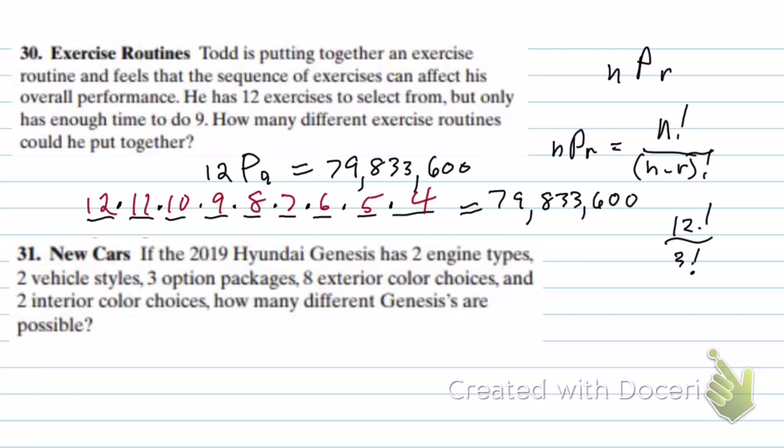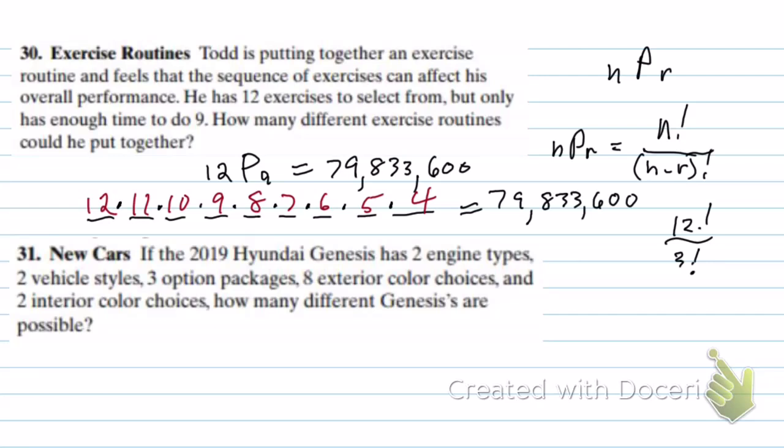If you put in your calculator 12 factorial, it's going to be a huge number, divided by 3 factorial, which is just 6. You're going to get this 79,833,000, blah, blah, blah. You'll reach a point, not a whole lot bigger than that, that if you try and get the factorial of the number, your calculator just tells you to go away because it can't do it.